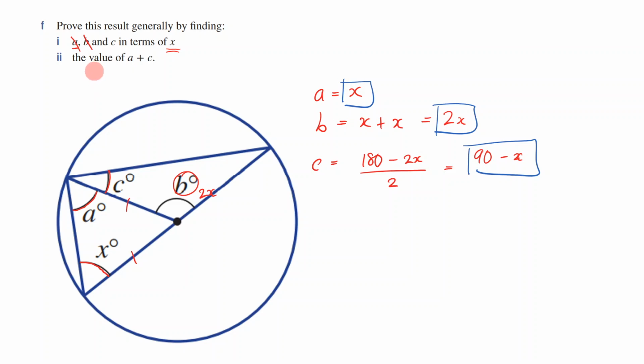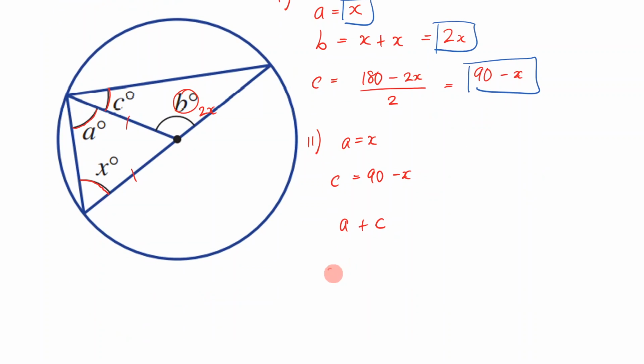And now I can therefore say, what is the value of A plus C? Well, this now becomes a lot easier. A is equal to X, and C is equal to 90 minus X. So A plus C is going to be X plus 90 minus X. And then from here, you would say, well, look, X minus X, they just go away, which means what I'm left with is just 90.